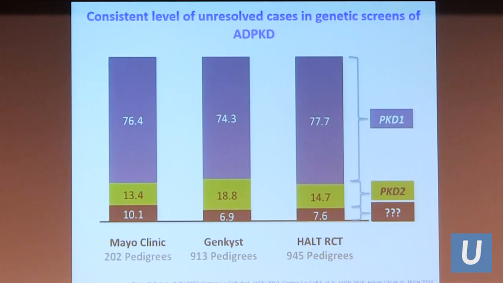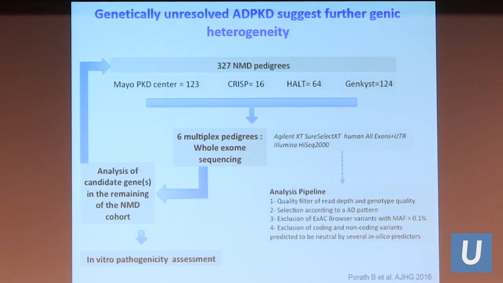So even if we do genetic analysis of ADPKD, look for PKD1, PKD2, and try to exclude all of these phenocopies of ADPKD, we still come up with around 7% of patients that are unresolved. So we thought doing some more genetic analysis in these, doing whole exome sequencing of families where we have more than one affected individual, then looking at the genes that we come up with in a larger cohort of patients where we don't have mutations, may be productive in terms of identifying novel ADPKD genes.